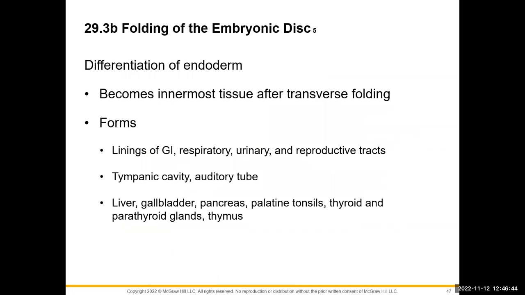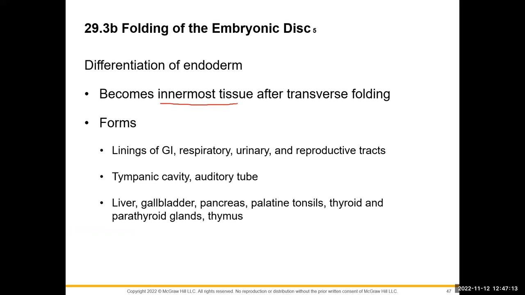All right, so our last layer that I want to talk about is the endoderm layer. This is that layer that is primarily derived from the hypoblast layer. And so the endoderm layer is going to, at this point, due to the folding, be the innermost tissue layer as a result of that folding there.